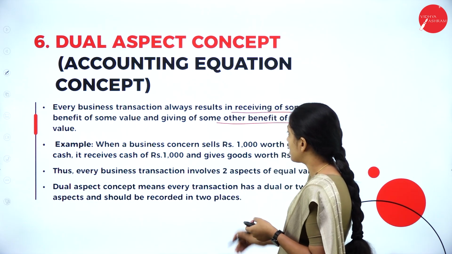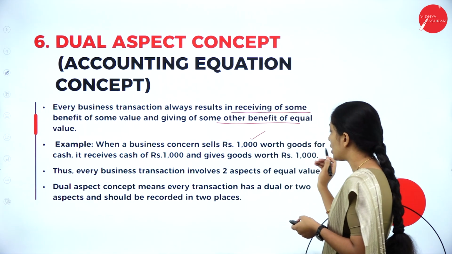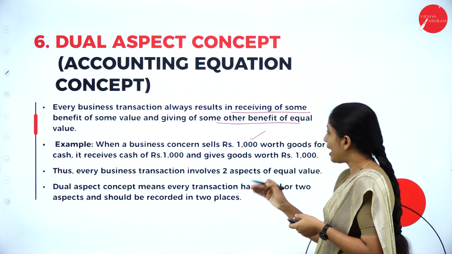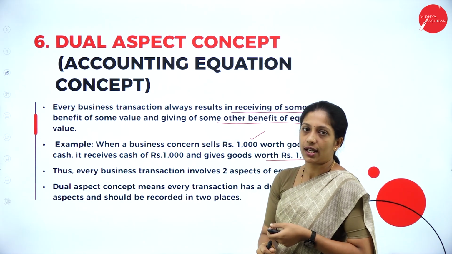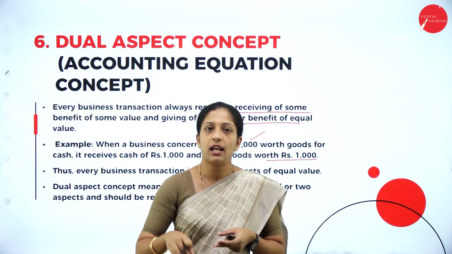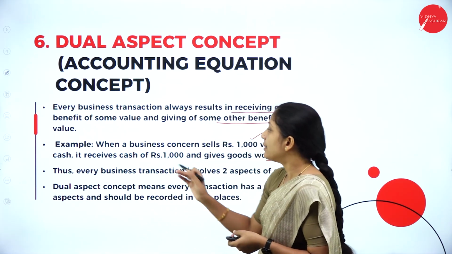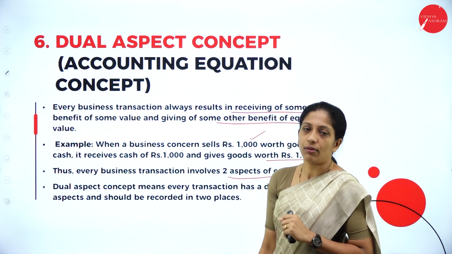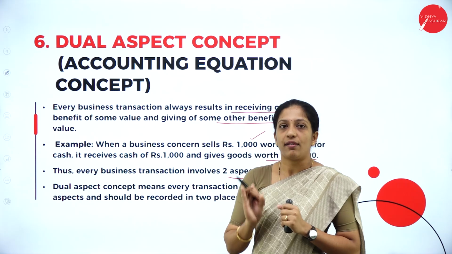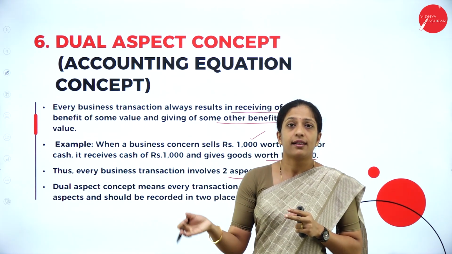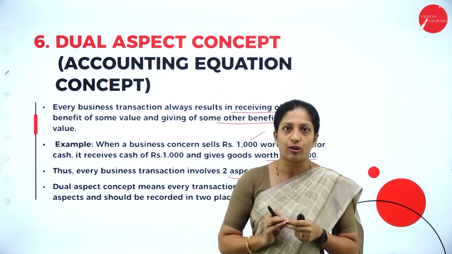Example, when a business concern sells rupees 1,000 worth goods for cash, it receives cash of rupees 1,000 and gives goods worth rupees 1,000. In the same way, I have told you the example of furniture. Furniture comes in and cash goes out. Thus, every business transaction involves two aspects of equal value. Each and every transaction is recorded under the double entry system. Each and every debit will have a corresponding credit also.